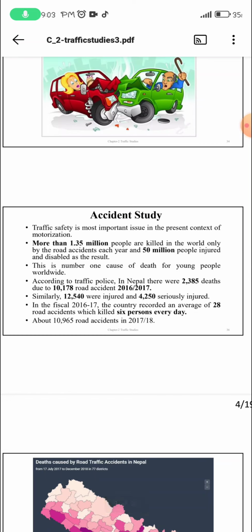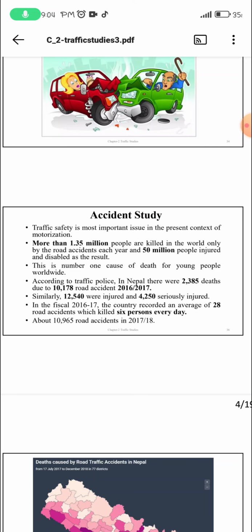Traffic safety is the most important issue in the present context of motorization. More than 1.35 million people are killed in the world by road accidents each year, and 50 million people are injured and disabled as a result. This is the number one cause of death for young people worldwide. According to traffic police, in Nepal there were 2385 deaths due to 10,178 road accidents in 2016-2017. Similarly, 12,540 were injured and 4250 seriously injured. In the fiscal year 2016-17, the country recorded an average of 28 road accidents which killed 6 persons every day.